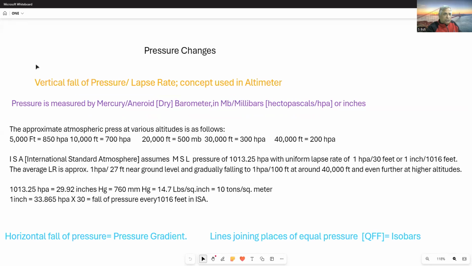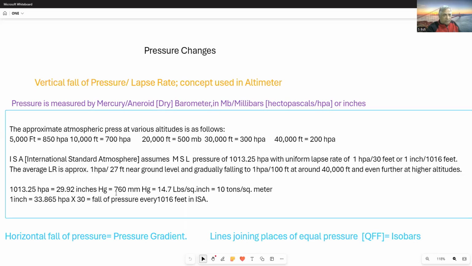Changes in pressure can be vertical or horizontal. The vertical fall of pressure is called lapse rate, a concept used in the altimeter. If you read my altimeter lesson, I had covered this in detail. Go through it once again.